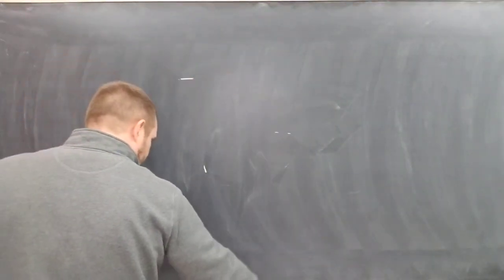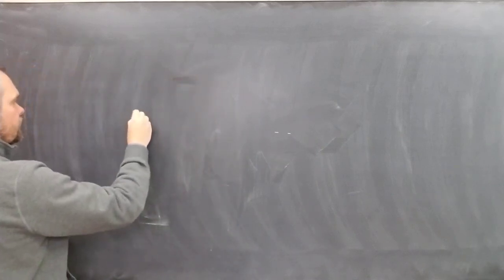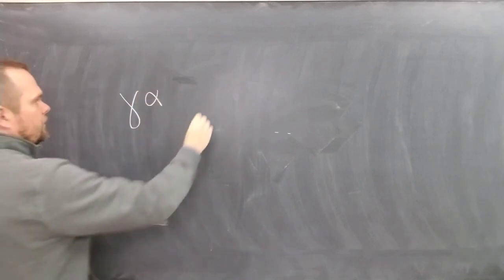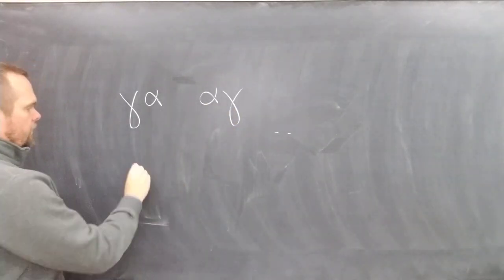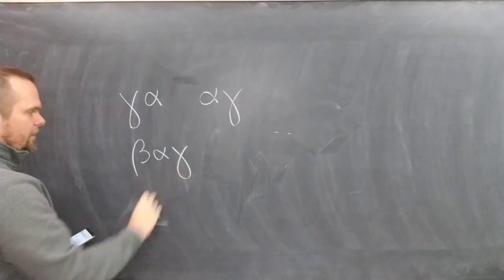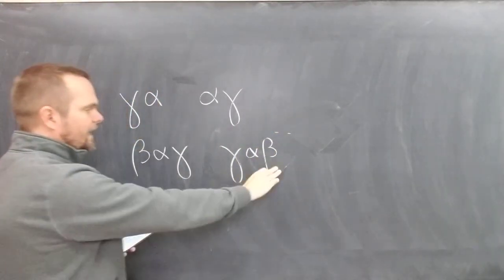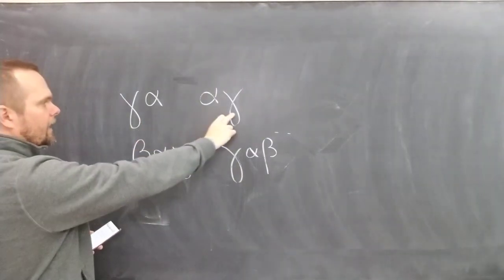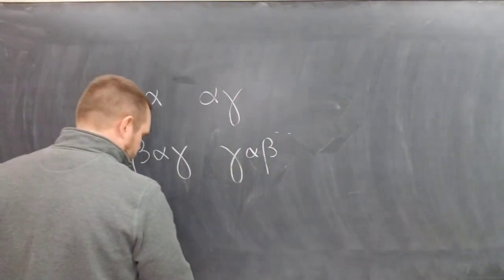So now we can construct a few different syllables. If we saw this, it would be ga. If we saw this, it would be ag. If we saw this, it would be bag. If we saw this, it would be gab. Gab, ga, ag, bag, gab.